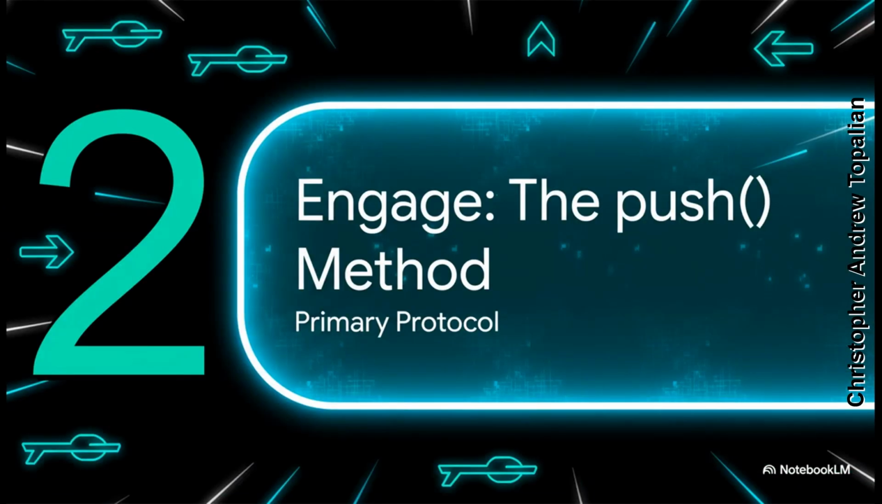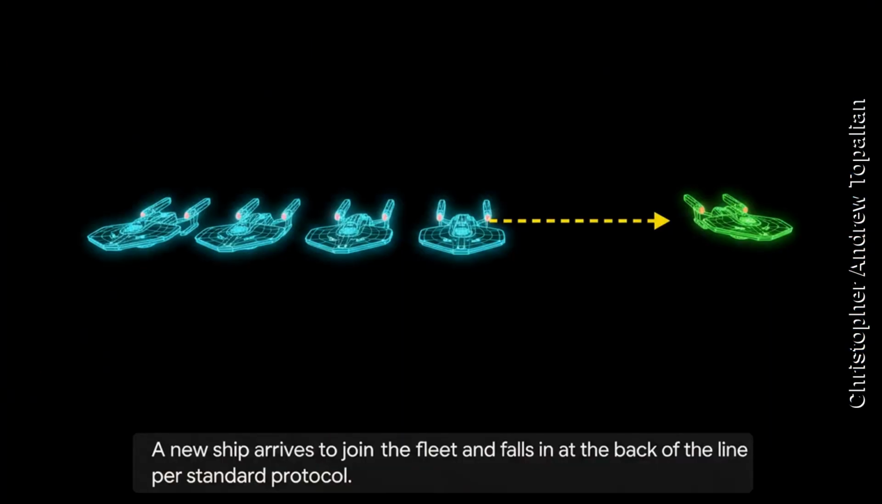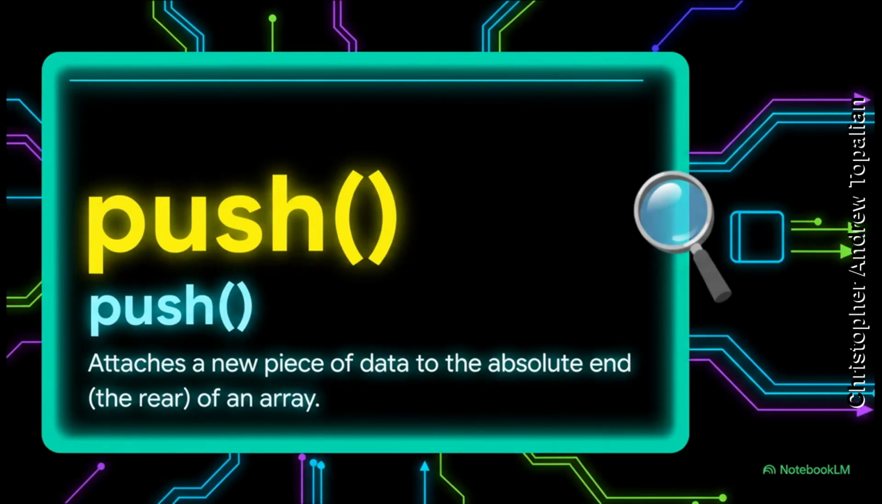All right, now let's engage with our primary tool for making additions, the push method. This is going to be the command you'll be using all the time to add new elements to your fleet. To really get how this works, just imagine this tactical scenario. A new ship arrives to join the fleet. Now, standard procedure dictates its position. It doesn't just cut in line anywhere at once. Nope, it falls in right at the very back. And that right there is exactly what the push method does.